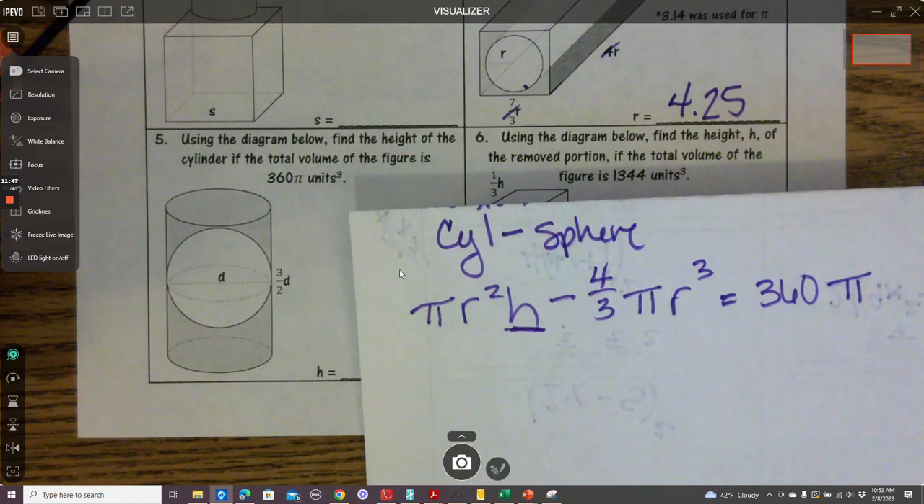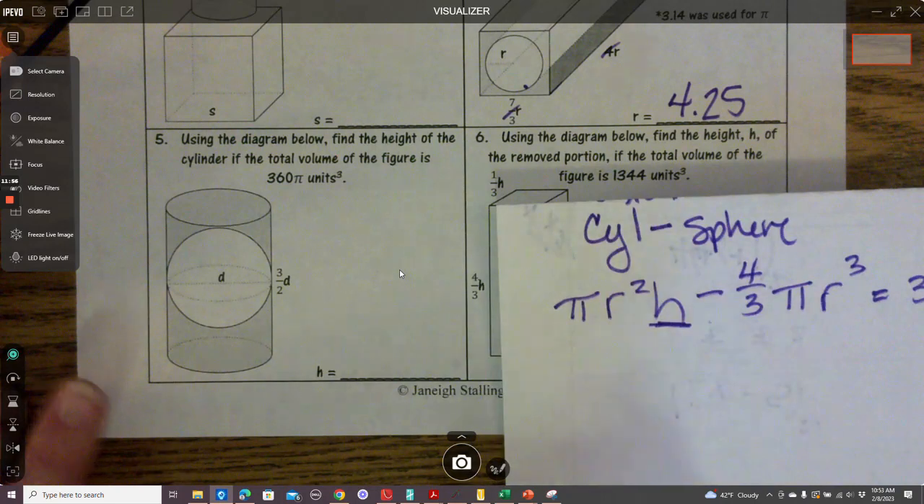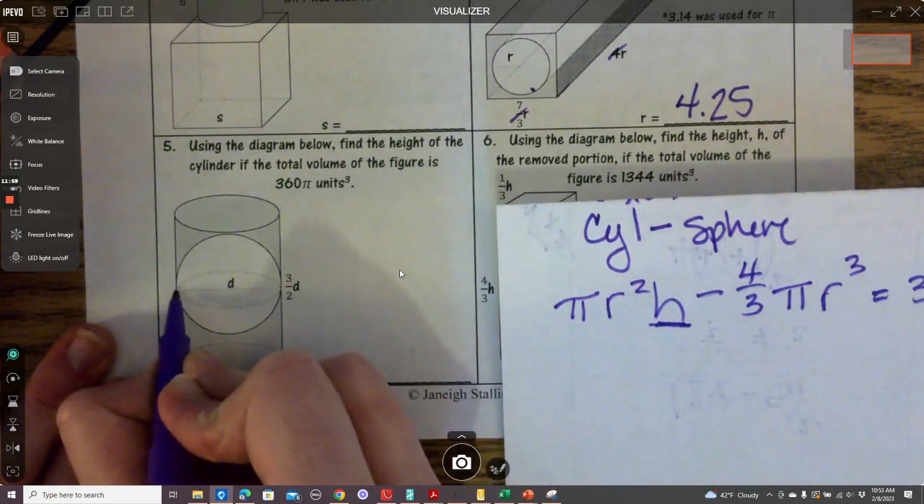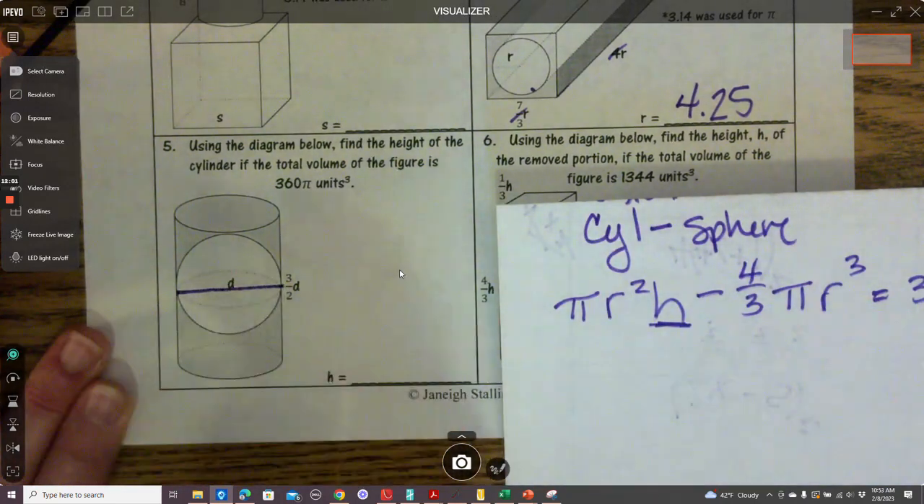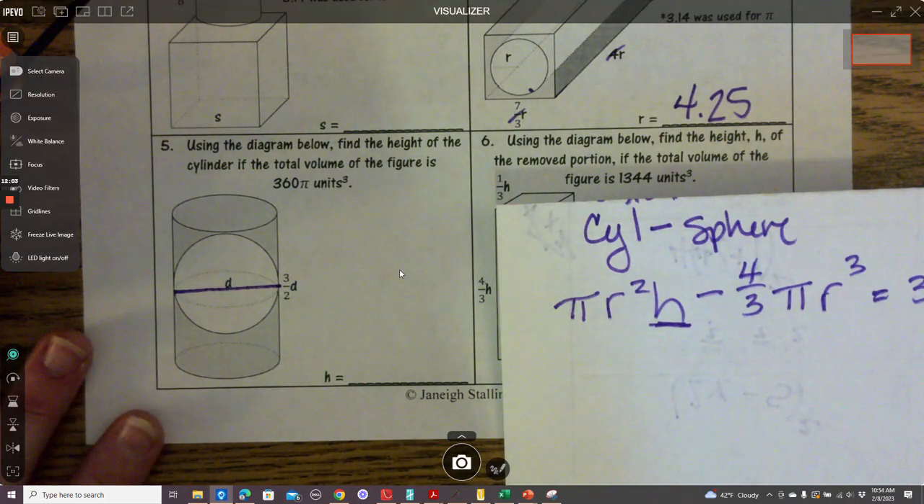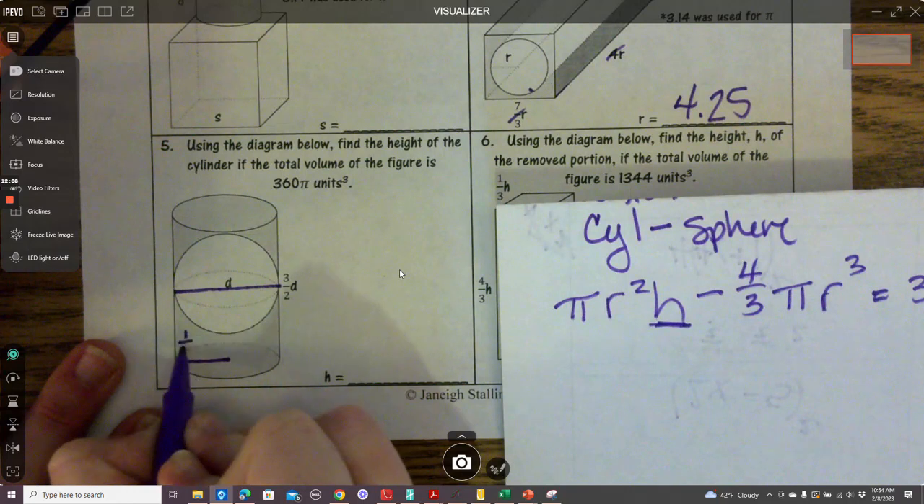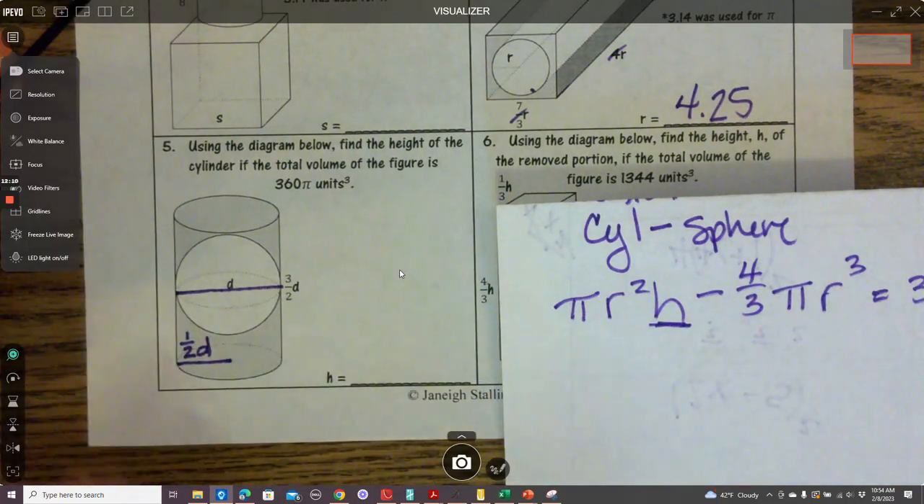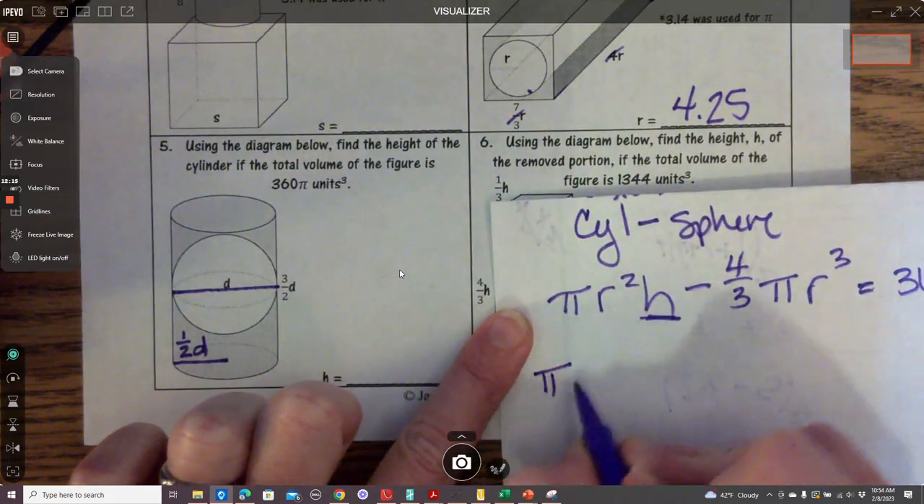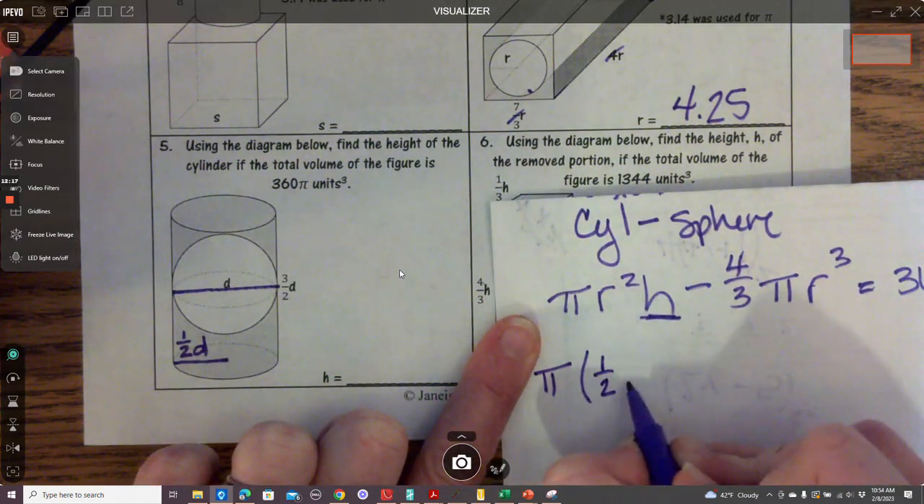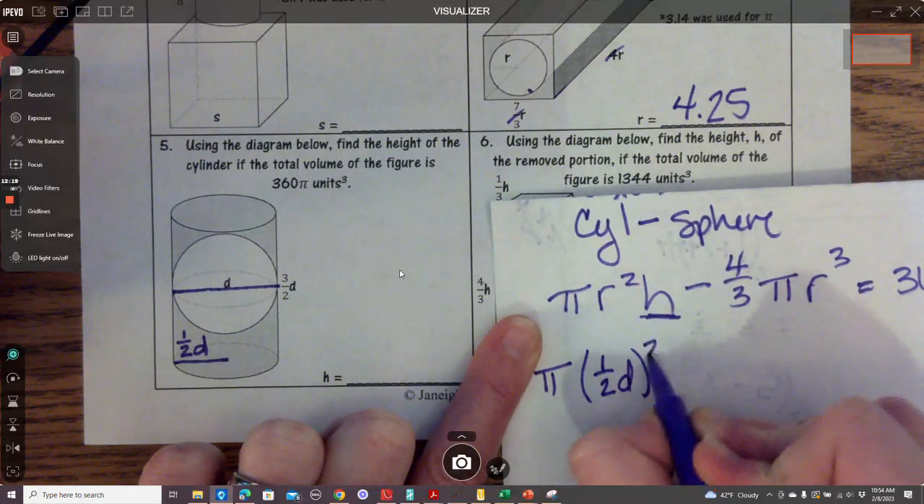Well, it's half of 3 over 2. Half of what? 3 over 2. If this is the diameter, what would the radius be? Half of that, right? So the radius is going to be 1/2 times d. So my radius is 1/2 d, and then it's squared.